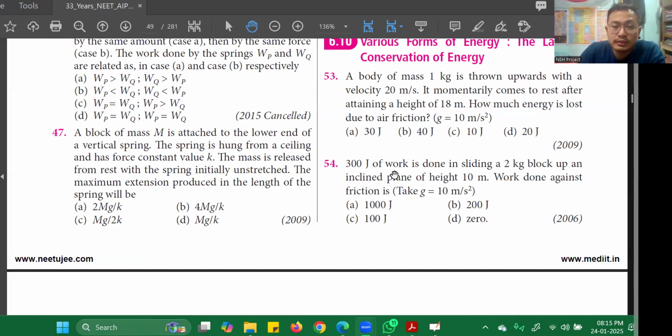All right, so next question, number 54. 300 joules of work is done in sliding a 2 kg block up an inclined plane of height 10 meter. Work done against friction is? So let's take up question number 54.